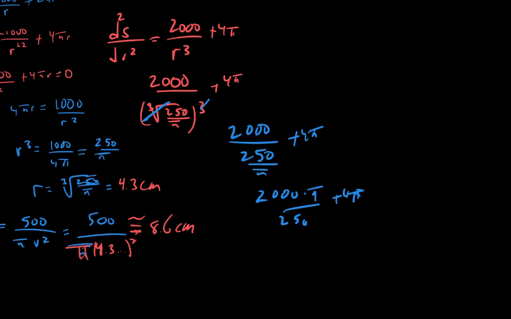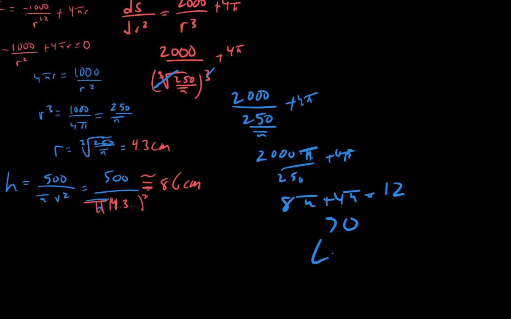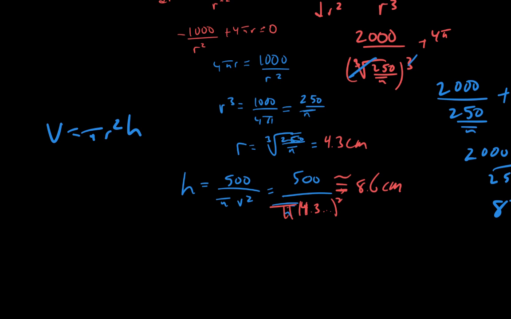2000 divided by 250 is 8. So we have 8 pi plus 4 pi is equal to 12 pi. That means that this is greater than 0, so it's a local minimum, and it's concave up. So we have our r value and our h value.